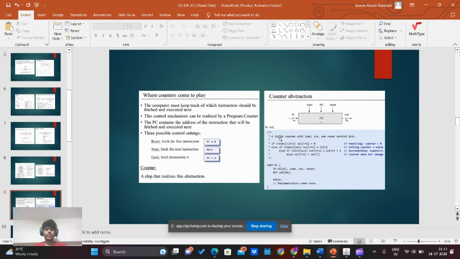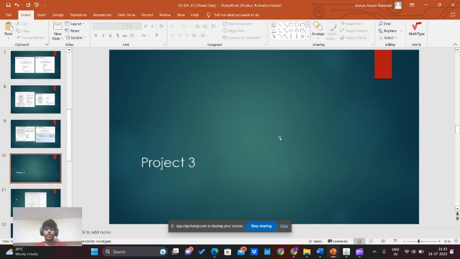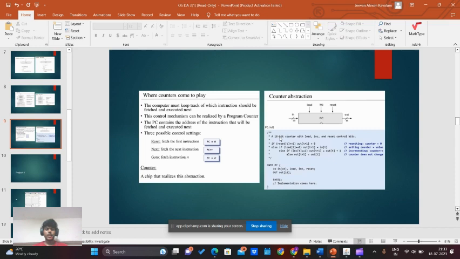The counter chip consists of a 16-bit input, a 16-bit output, and three control bits. The counter chip's behavior is determined by the state of these control bits.